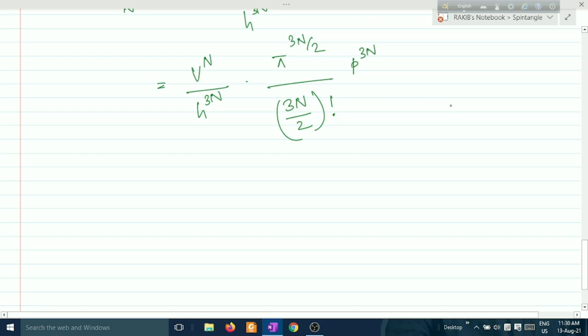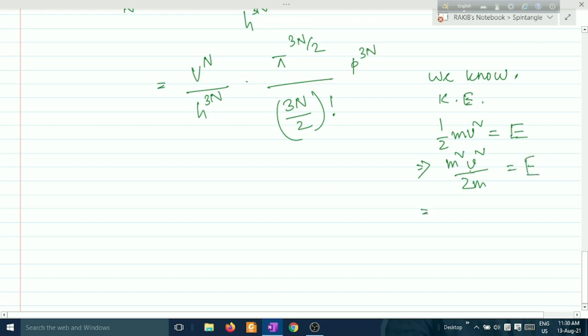What is the value of momentum? You may put this thing here. We know kinetic energy is given by half mv square is equal to, say, E. Therefore we can write m square v square by 2m equals E. In the numerator we can replace this mv as p. So p square by 2m is equal to E. Therefore p becomes root over 2mE. Put this thing in the formula.